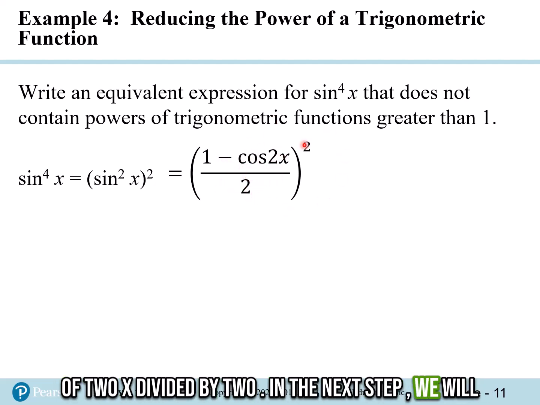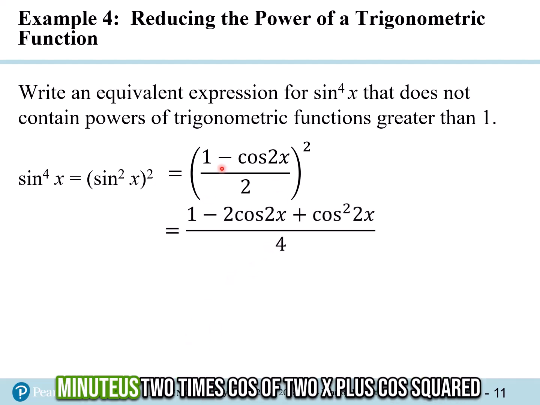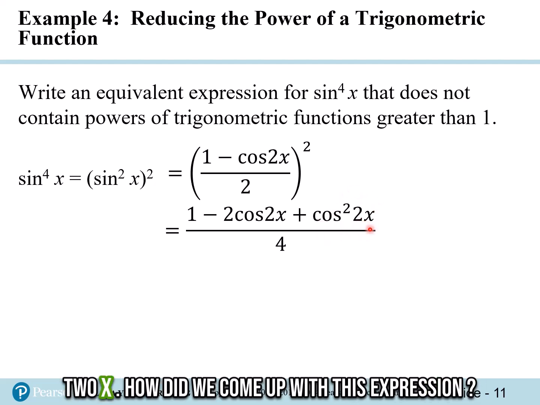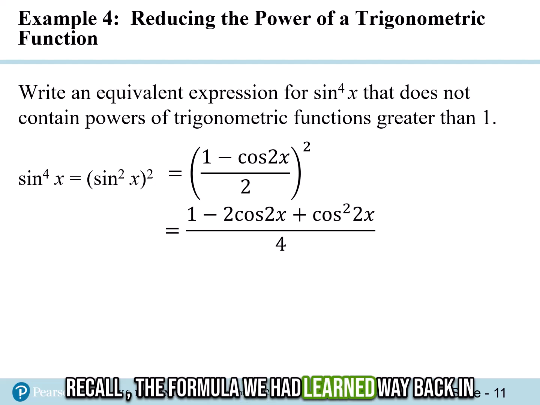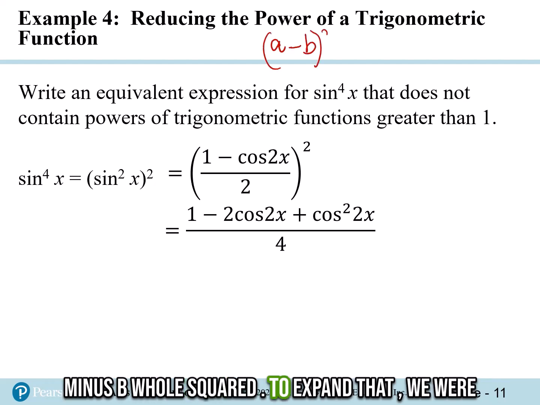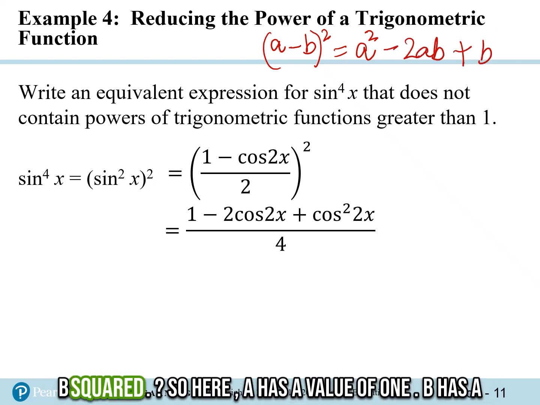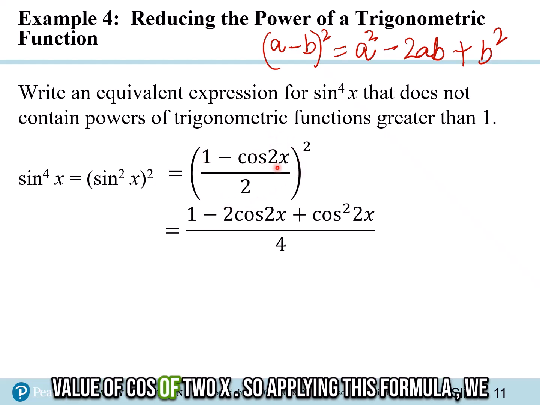In the next step, we will square this entire expression and we will get 1 minus 2 times cos of 2x plus cos squared 2x. How did we come up with this expression? Recall the formula we had learned way back in algebra, which was a minus b whole squared. To expand that, we were given a formula which is a squared minus 2ab plus b squared. So here a has a value of 1, b has a value of cos of 2x.